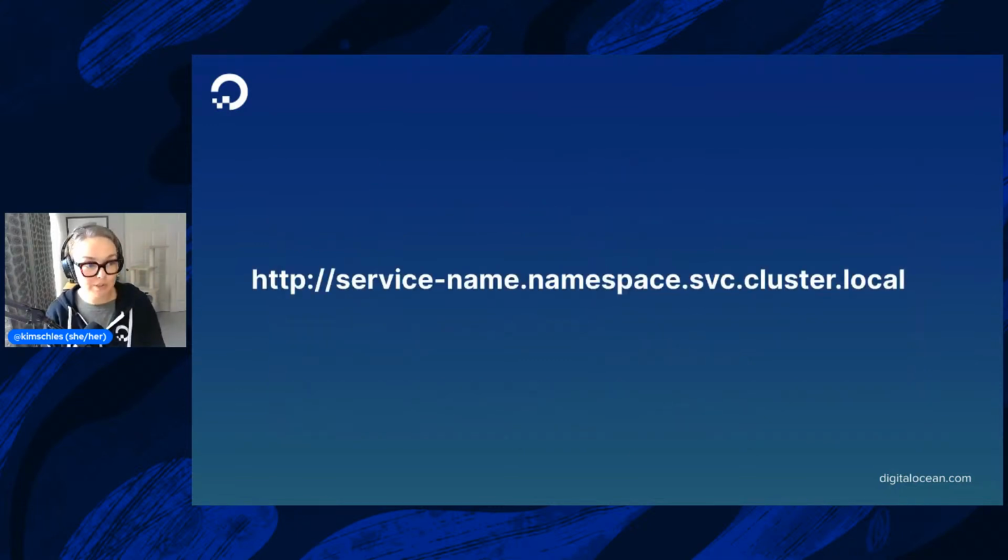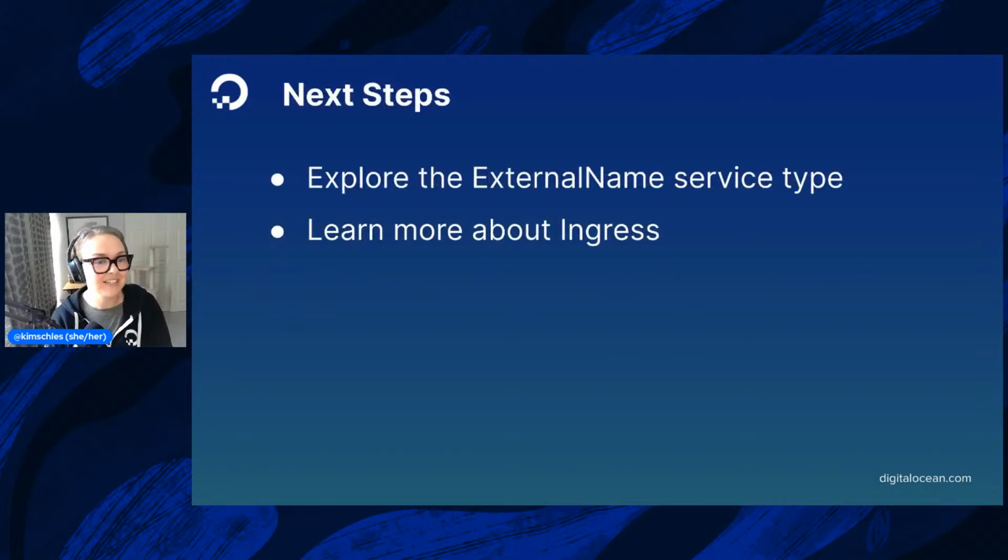And then the coolest part is service discovery, where you don't even need to know the IP address of the service. If you just know the service name, you can plug it into this little URI formula where you say the service name and then the namespace that it's in. And then if it's service cluster local.